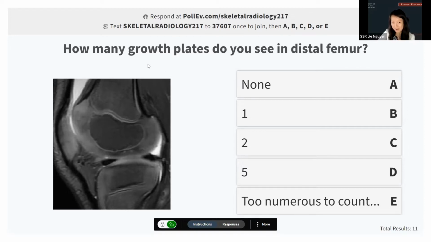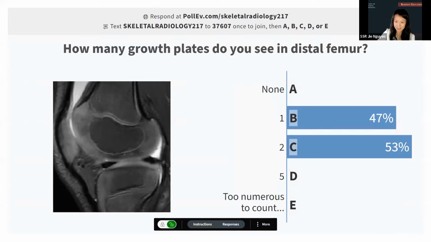So I have a fluid sensitive image in a very young child, and we see a little bit of knee joint fusion, just ignore that. And we see a little bit of the cartilaginous patella and the femur and the tibia. Okay, let's see. The results are still coming in. We have 14 results so far. Oh, you guys are good.